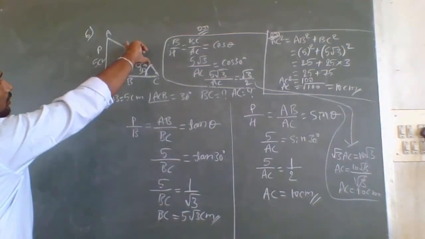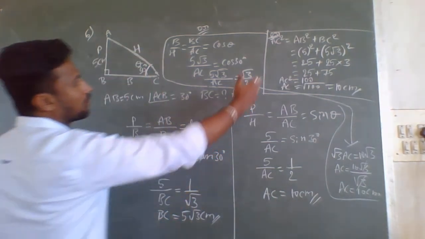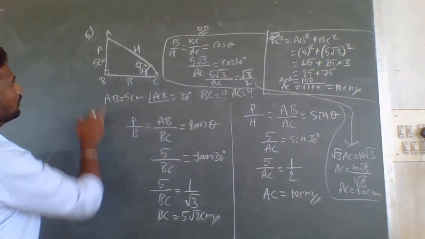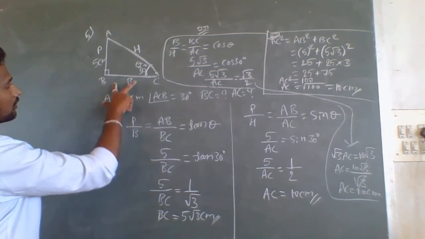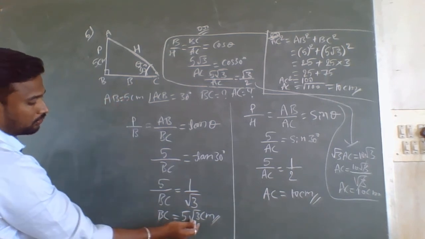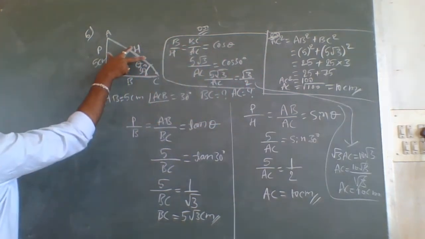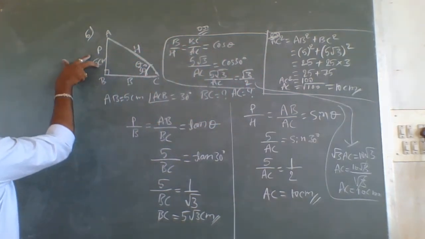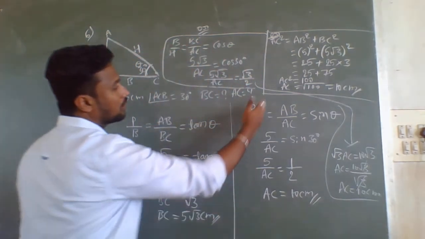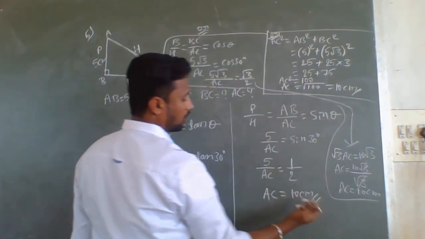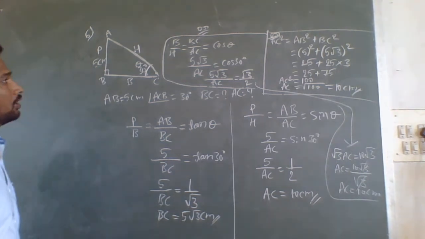Another method to calculate this side AC is Pythagoras theorem. So here they have given the length of AB is 5 centimeter and the length of BC we calculated is 5 root 3. So by Pythagoras theorem we can write AC square equals AB square plus BC square. So here we got the length of AC equals 10 centimeter only. So this is the second method.